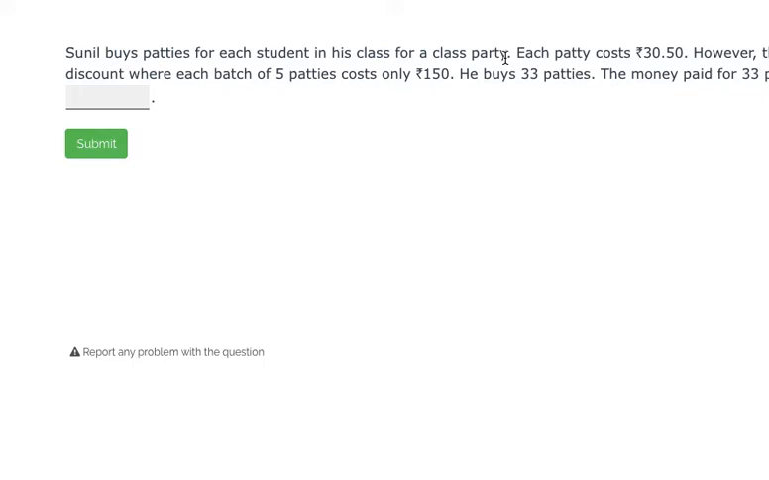It is rupees. So basically, for every 5 patties, he has to pay 150 rupees. Okay, so we'll see how many he can buy till 33. So till 30 patties he can buy in a group of 5. 5 to 10, 5 to 15, 5 to 20, 5 to 25, 5 to 30. So he can buy 6 groups of 5 patties, which will make 30 patties. So basically how much it will be? 6 into 150.